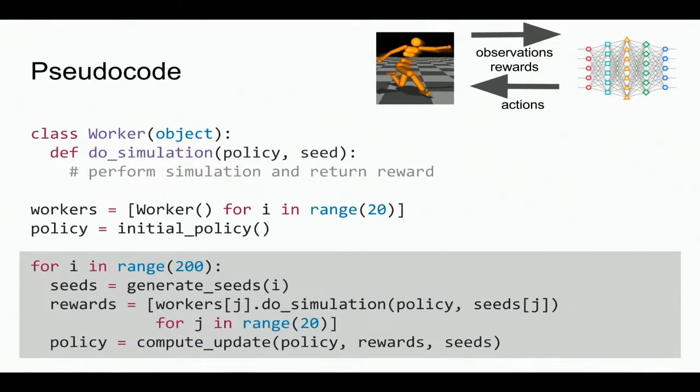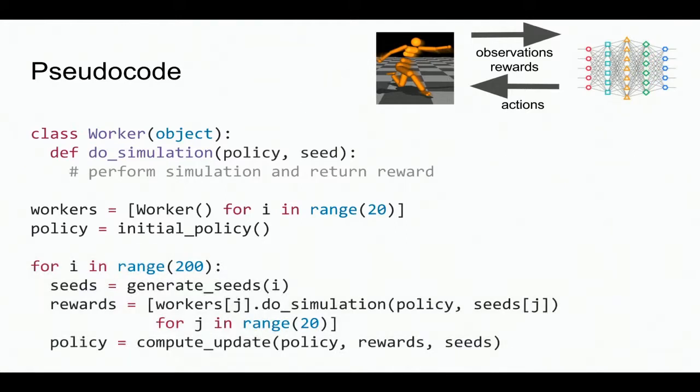This would take quite a while to train on a single core, and therefore we want to parallelize it. And how do we do this using Ray? So we use the @ray.remote decorator to make this worker class into an actor. And then when we create the workers, we say worker.remote, which will create the worker either on the same machine or on a different machine in a separate process.